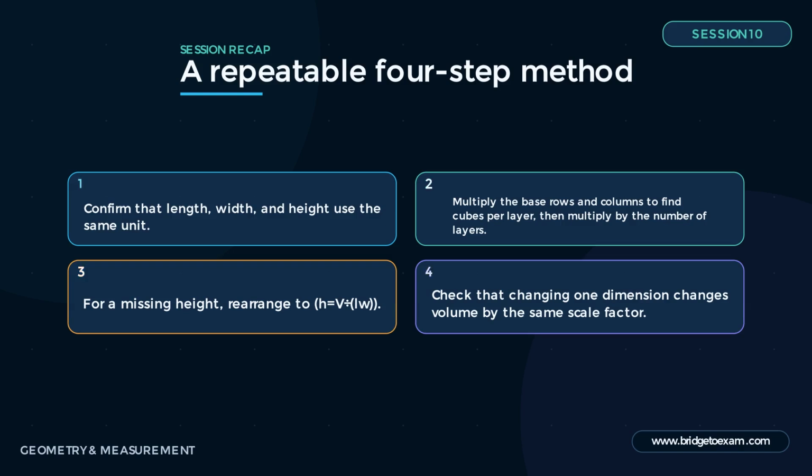Session recap. First, confirm that length, width, and height use the same unit. Next, multiply the base rows and columns to find cubes per layer, then multiply by the number of layers. Then, for a missing height, rearrange to h equals V divided by LW. Finally, check that changing one dimension changes volume by the same scale factor.